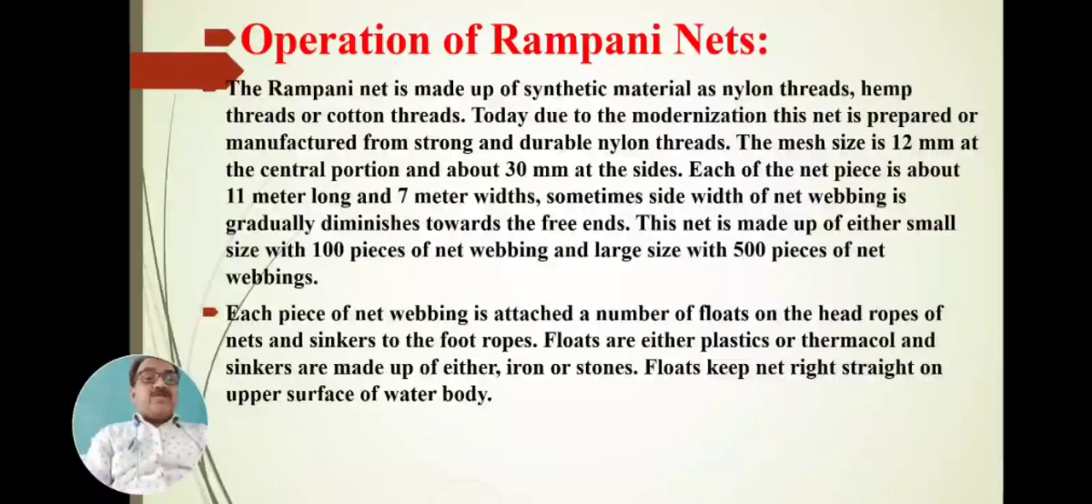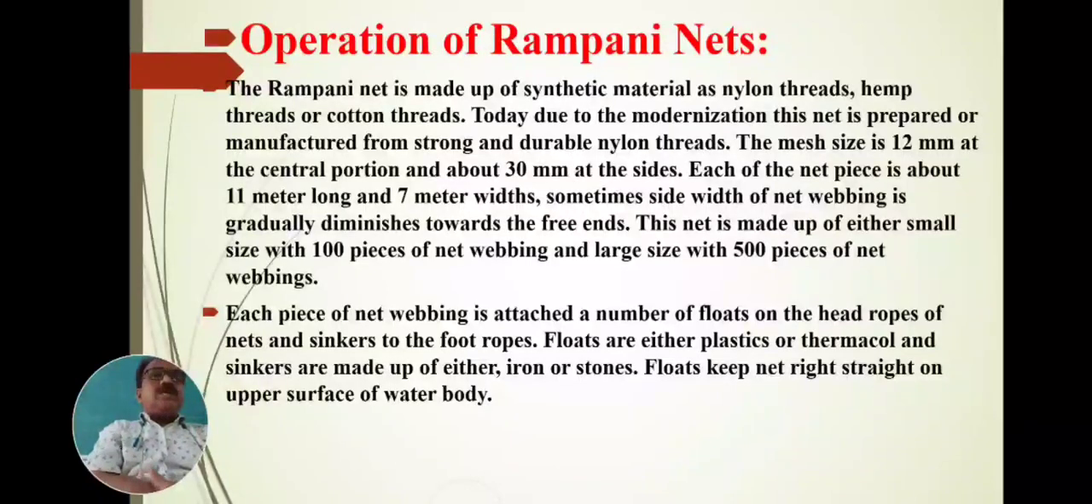Sometimes the side width of the net webbing is gradually diminished toward the free end. Sometimes the net width on the side portion gradually decreases, and at the rope sides it becomes almost zero, with less width at the free ends. This net is made either in small size with 100 pieces of net webbing or in large size.